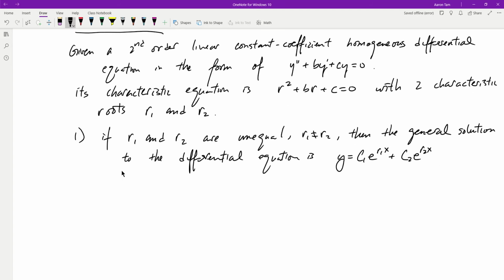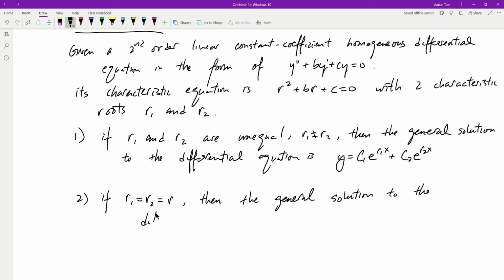Now, what if they are the same, which is a possibility? Notice that if the solutions are real or imaginary, they would still fit into this category. If they're imaginary, they would have to be unequal, so it would have to be case 1. But if they're real, then there's a possibility that the two roots are either distinct or equal. So what happens if they are equal? If r1 equals r2, and we'll just simplify by calling them r, then the general solution will be in this form instead.